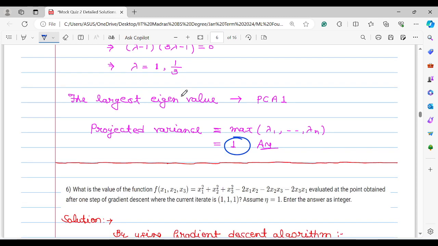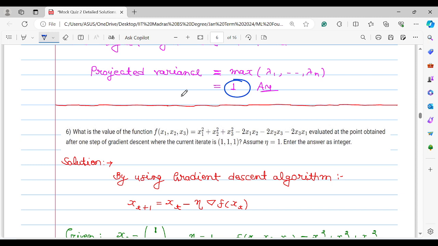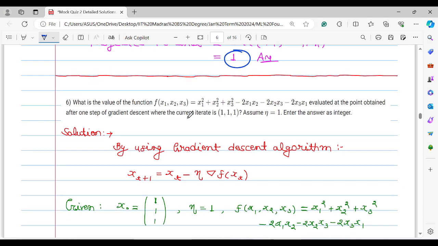Okay, going to solve the next problem, question number 6. What is the value of the function? This function is given, evaluated at the point obtained after one step of gradient descent, where the current iterate is 1, 1, 1. Assume eta is equal to 1. Enter the answer as an integer.